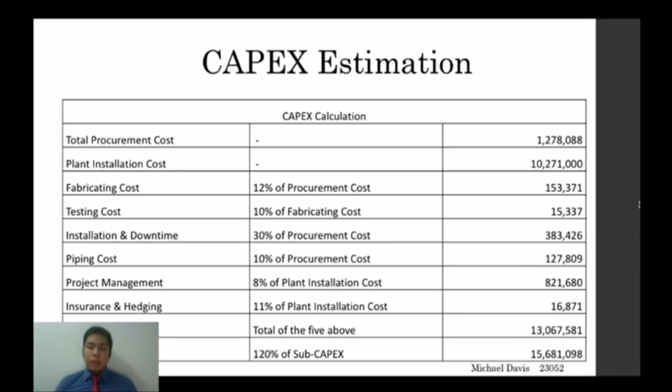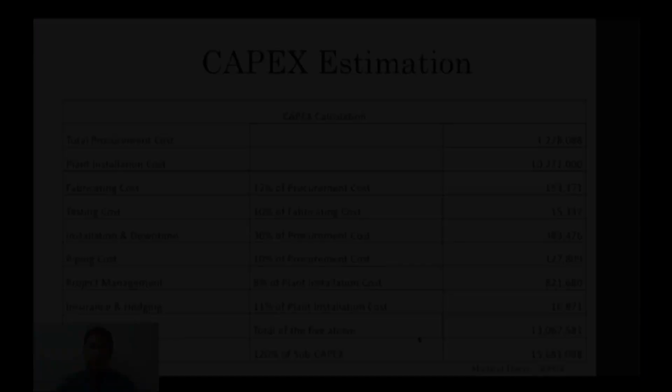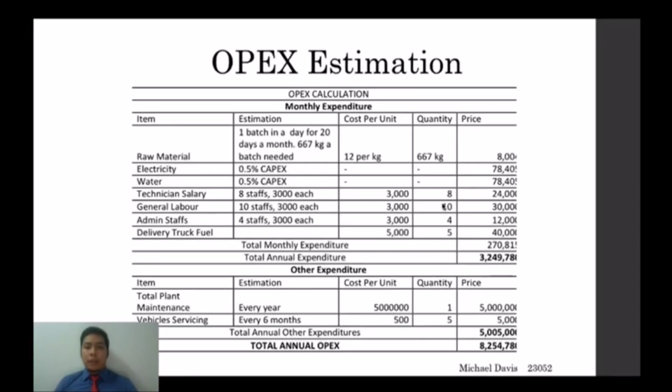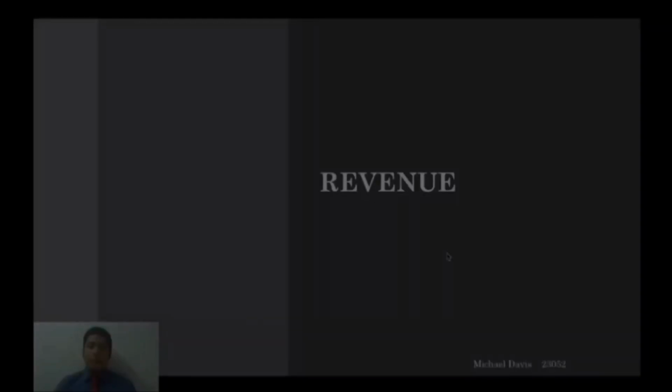Alright, from the plant installation costs and the procurement costs, we can calculate an estimate of capex to be 15,681,000. And for our OPEX, we calculate the monthly expenditure of 3,249,000, taking into effect plant maintenance and vehicle servicing. So from there, we expect our annual OPEX to be around 8,250,000.